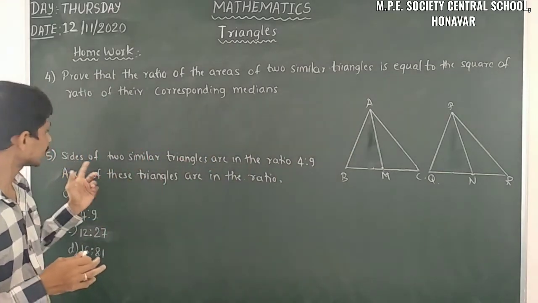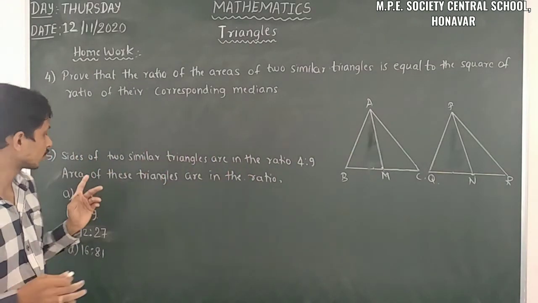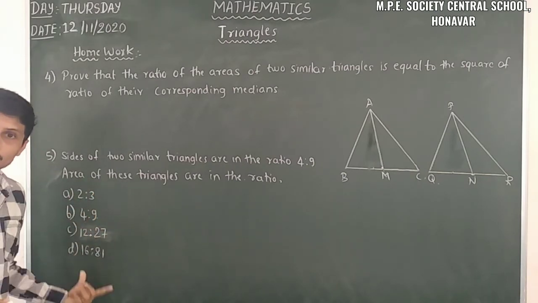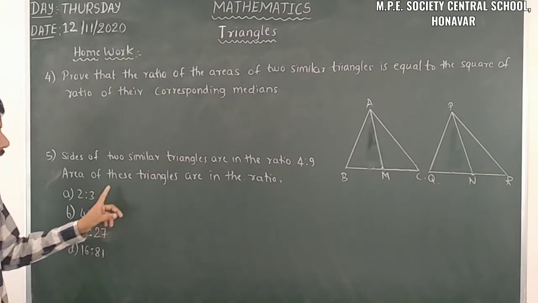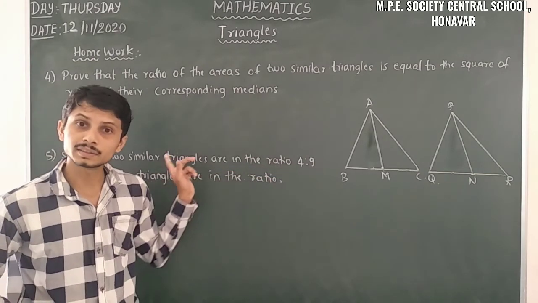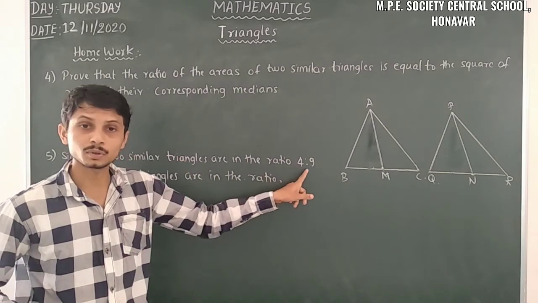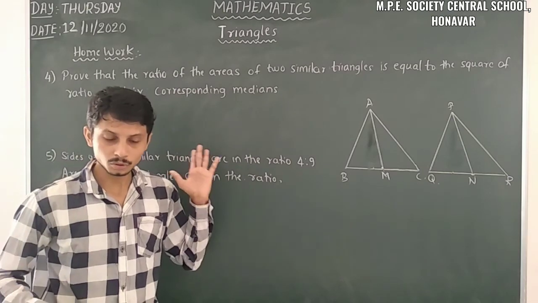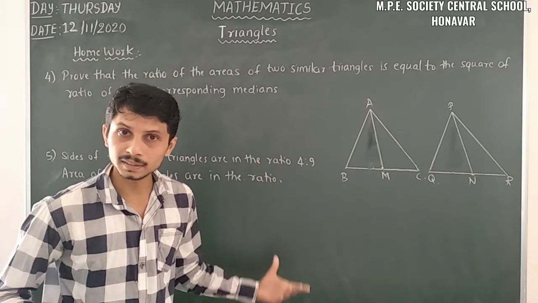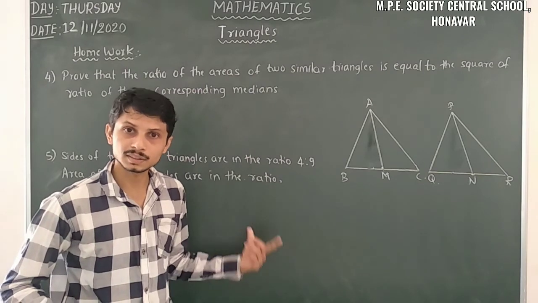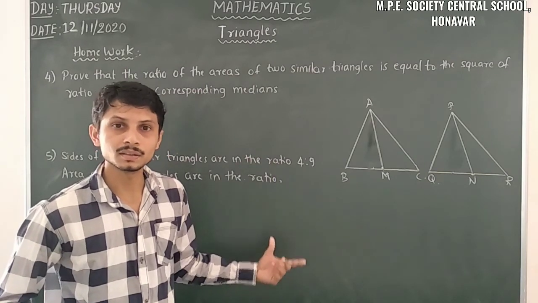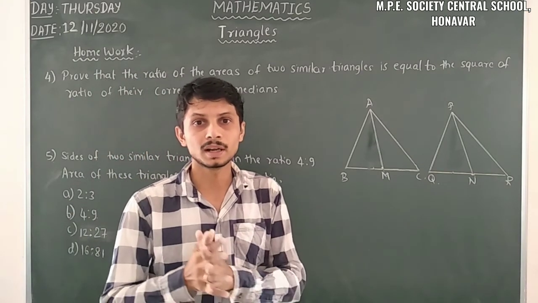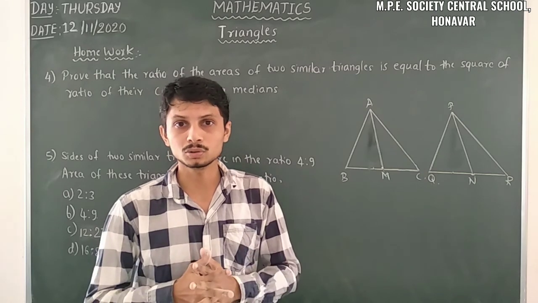Next: sides of 2 similar triangles are in the ratio 4:9. The areas of these triangles are in the ratio? We have to choose from the given options. Here the ratio of corresponding sides is given as 4:9, so after squaring, we get the result. Here you have to write the complete thing. Don't write only the option; write the complete solution. So this is about the area of similar triangles. I hope you understood that one.